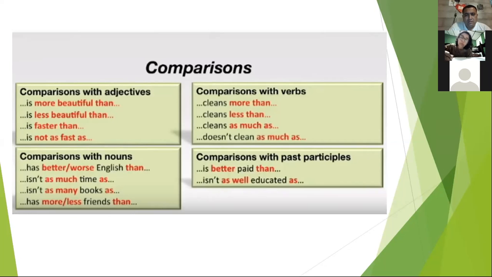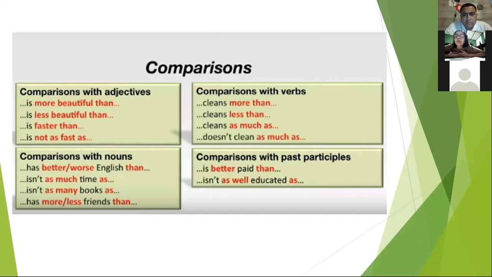Because we're talking about verbs, guys, we need to conjugate the verbs, okay? So if I talk about Carlos, for example, I say Carlos cleans more than Ana. Or I say Selena doesn't clean as much as Daniel. So we have to remember the structure of third person singular, because in this case, we're talking about simple present. The verb, you add S to the verb.